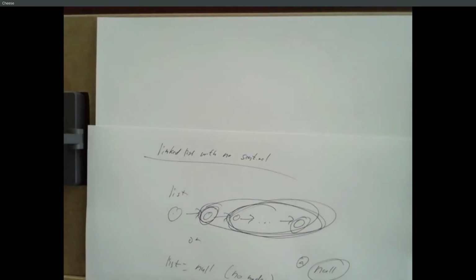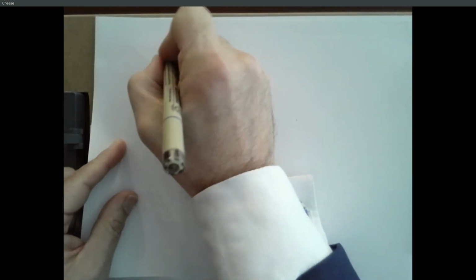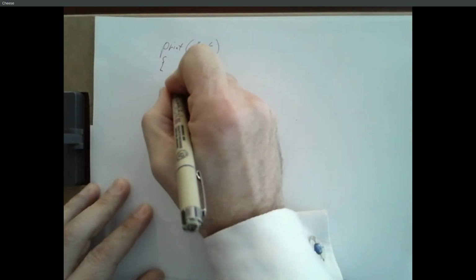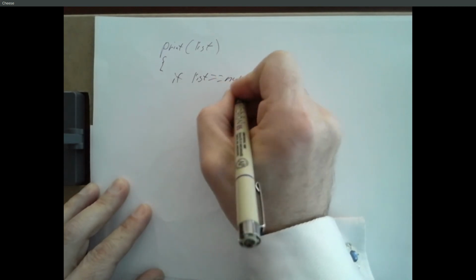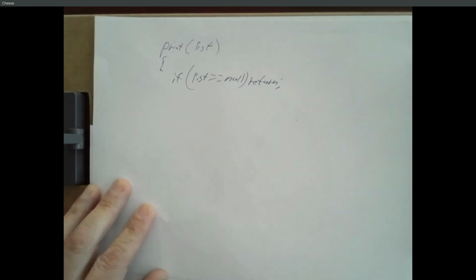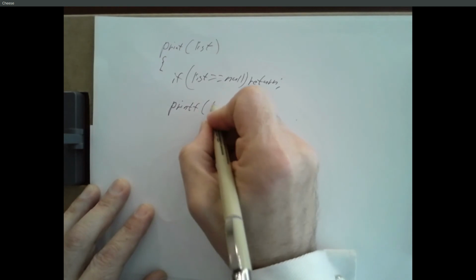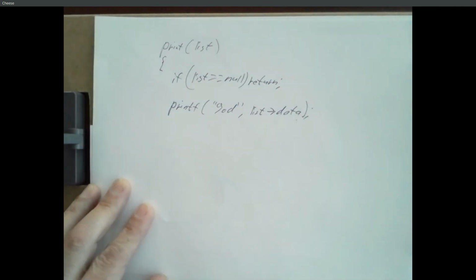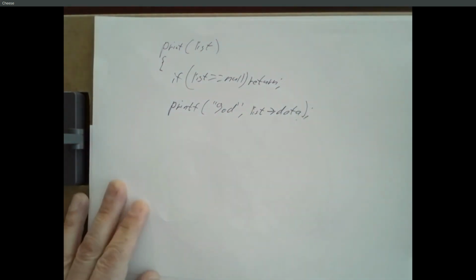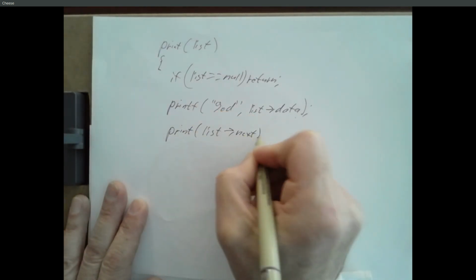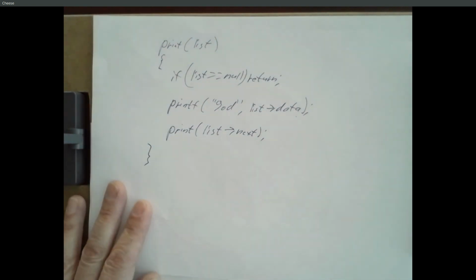So what does this look like if we code it? So here's print list. If the list is null, return. Otherwise, let's print the data in the first node. So we'll use a printf statement. And then we'll say print list arrow next. And there's a perfectly good print function.